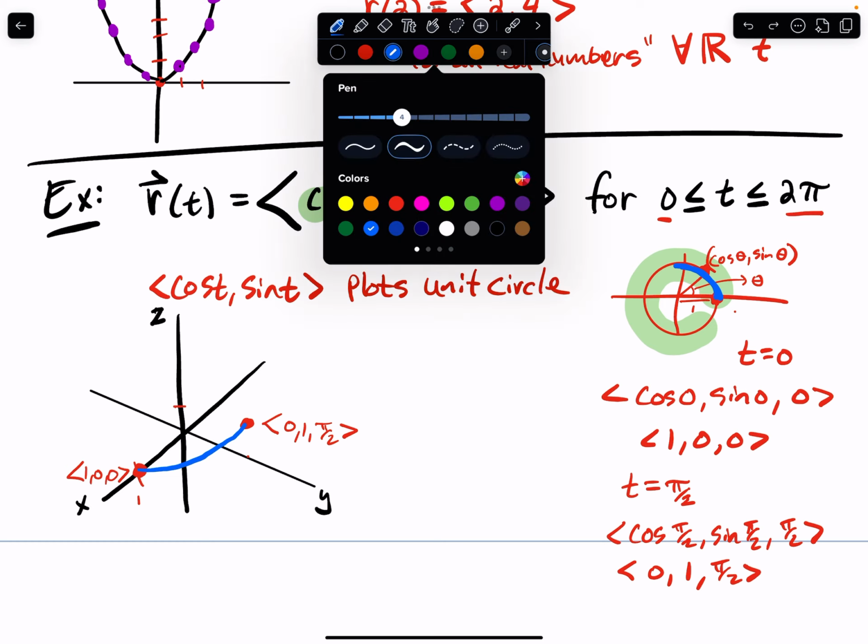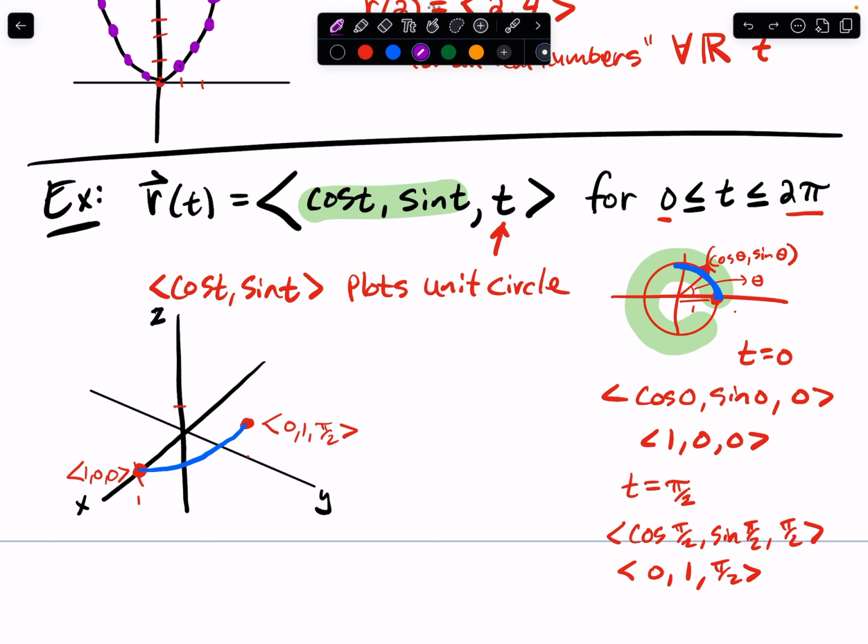As it rotates its way around at pi, what's going to happen? The cosine is going to go to -1, okay? The sine is going to go to 0, and then the height, how high up we are, is going to be at pi now. So this is -1, 0, pi here. So we're spiraling upwards, okay?